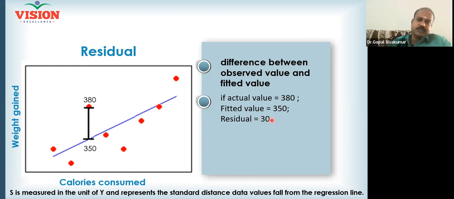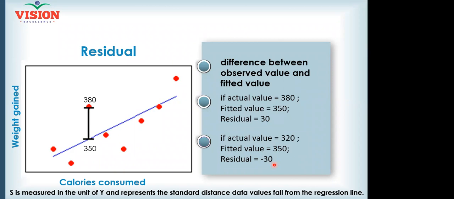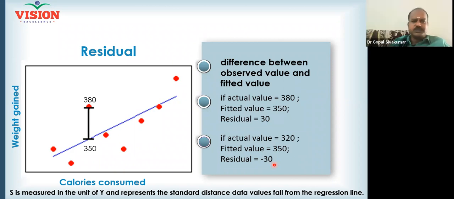The residual is positive. Sometimes the residual will be negative. If you pull the point upward, then the residual will be negative, isn't it? Whether it is positive or negative, both are error. Am I correct? Yes. And total error should be 0. 0 is impossible, but total error should be minimum.